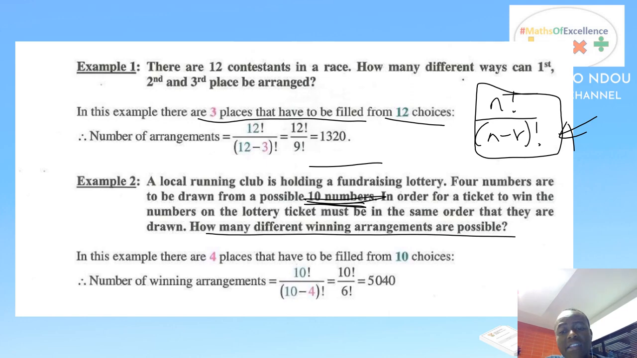So we need to arrange what? We need to see in how many ways we can draw those 4 winning numbers from 10 total numbers. So you simply use that formula. You just say 10 factorial divided by 10 minus 4 factorial, because we need four spaces to be filled with those numbers. You use the formula, then you get the answer. It will be 5040.